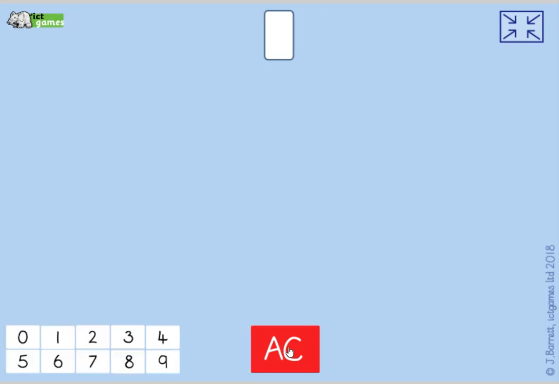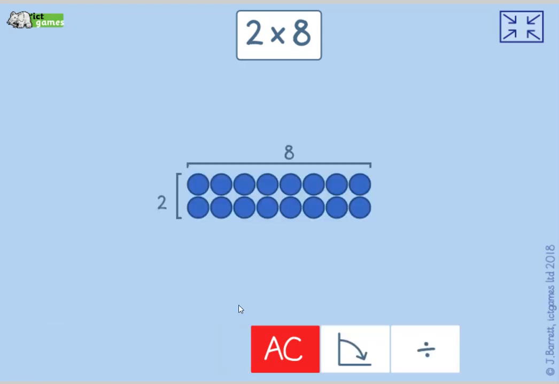Okay, let's try another one. We're sticking to our 2 times table. 2 times 8. Let's have a look. So we've got 2. And how many times are we having 2? We're having 2 8 times. Time number 1, time number 2, time number 3, time number 4, time number 5, time number 6, time number 7, time number 8. Now if we don't know the answer to 2 times 8, we can count them in 2s. 2, 4, 6, 8, 10, 12, 14, 16.